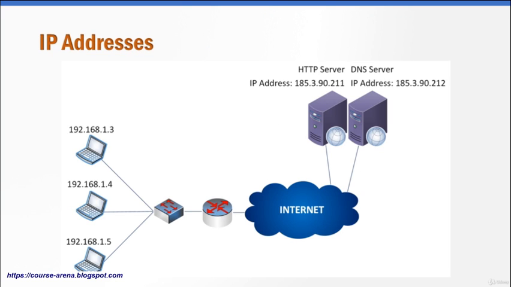An IP address is a unique logical identifier of a certain device or a host on a given network. So here we've got two networks. This network right here is a private LAN network. And this network right here, where we've got two servers, an HTTP server and a DNS server, is a public network. We'll talk about that later. But for now, notice that this is a public network and this is a private network.